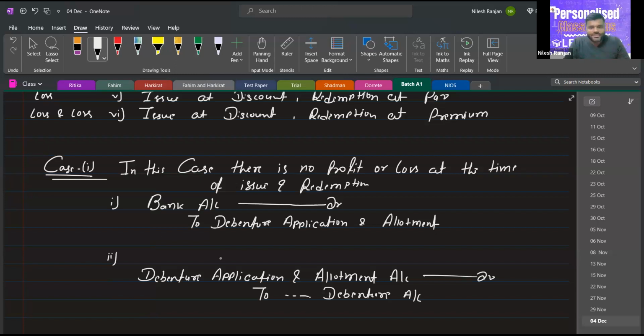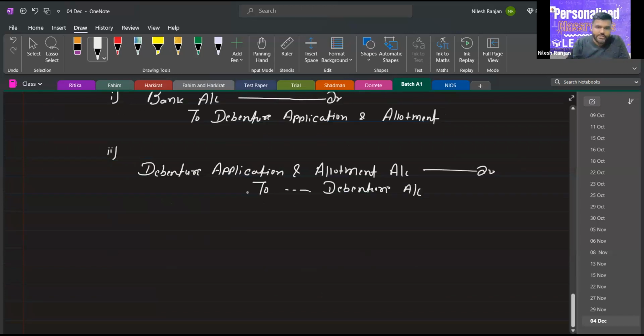Okay. So the second is debenture application and allotment account debit to debenture account. All these six total cases are done with the concept of lump sum payment, because if we go through the installment process, then there will be different entries. So we are discussing this concept with the lump sum payment method. But if you want to write debenture application, that is also fine. There is no issue with that.